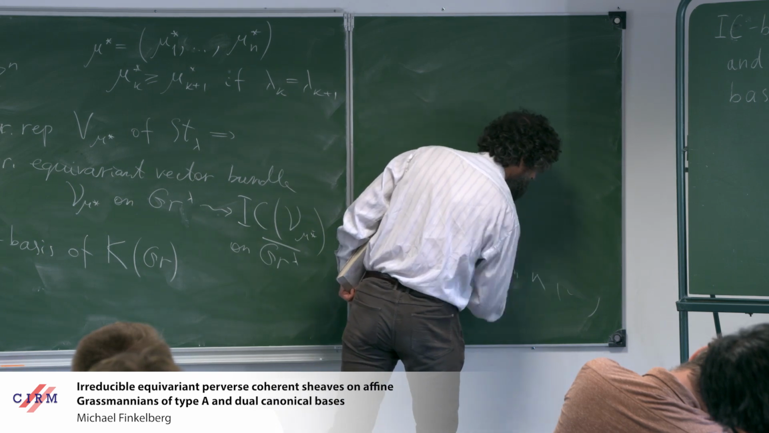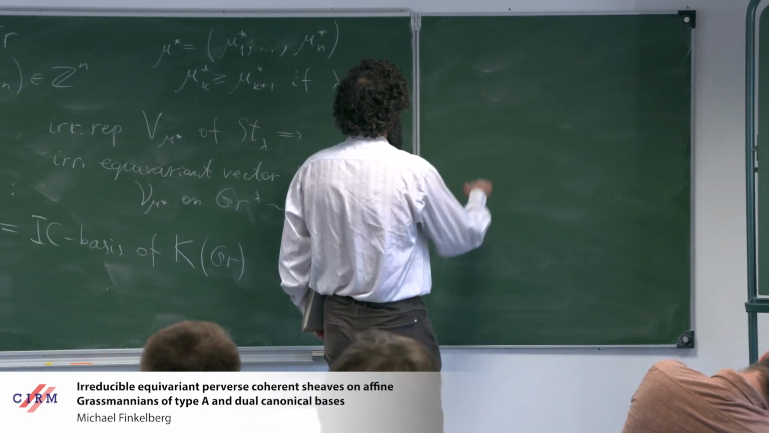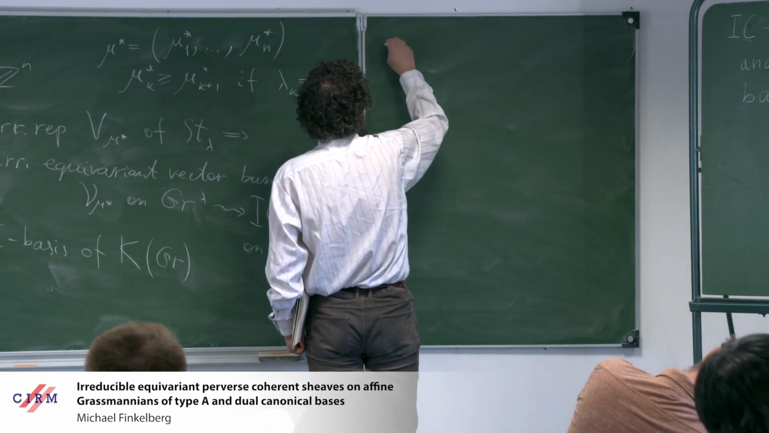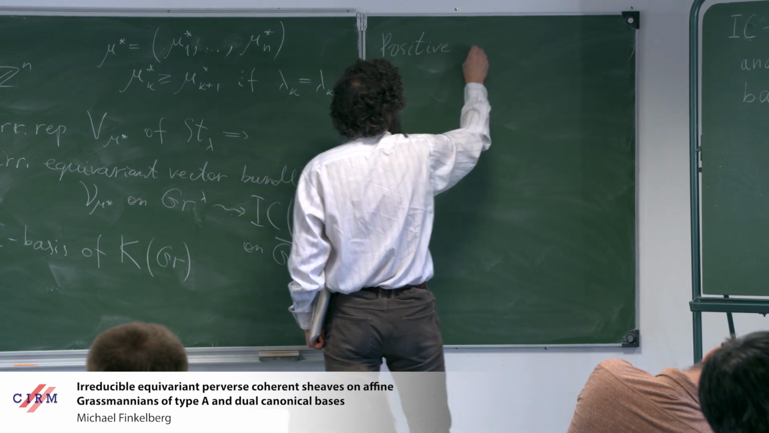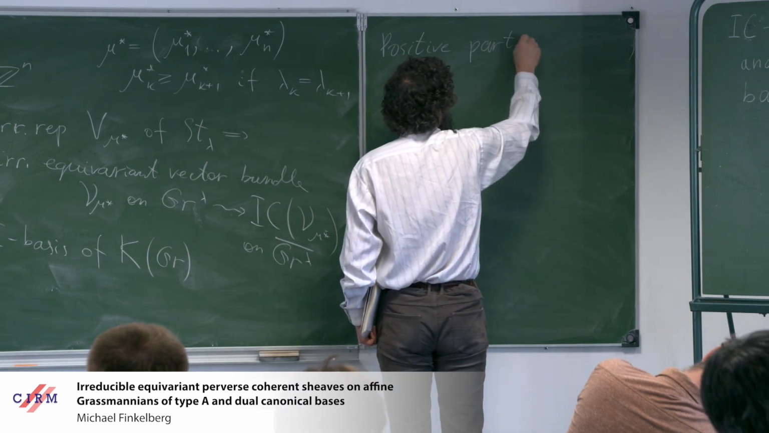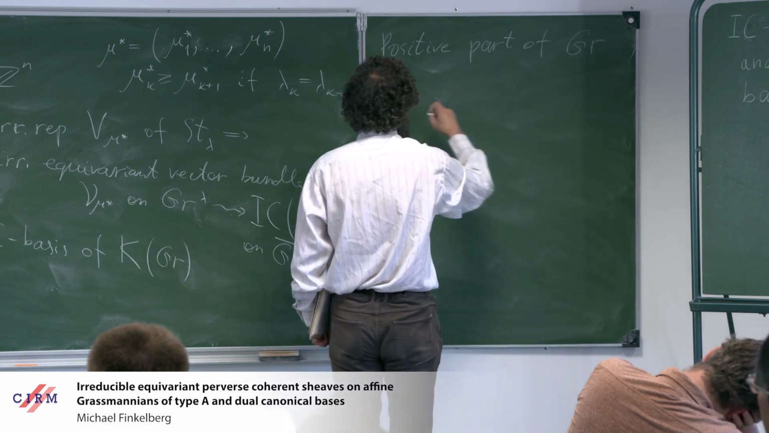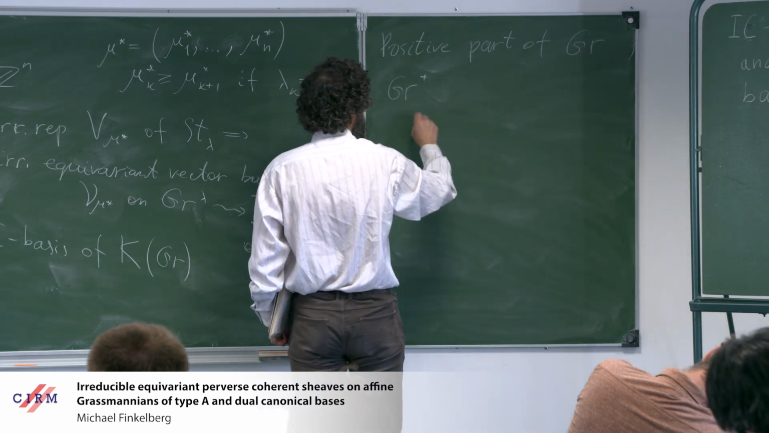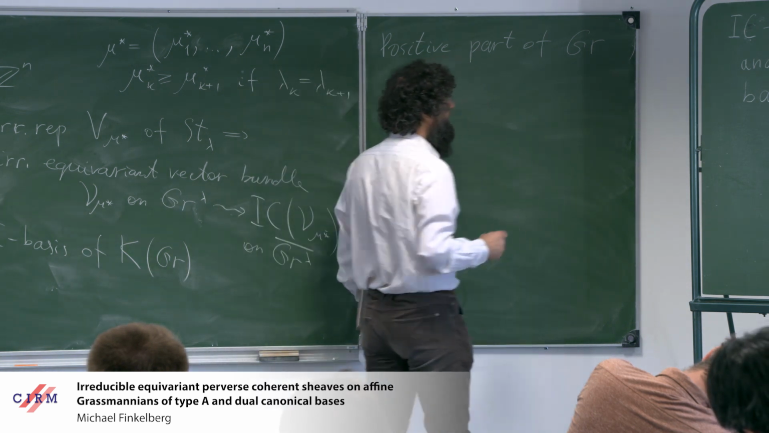Okay. So now I want to prove this theorem, and to this end we will use a positive part of our Grassmannian. So the whole Grassmannian for GLN is just the moduli space of lattices.